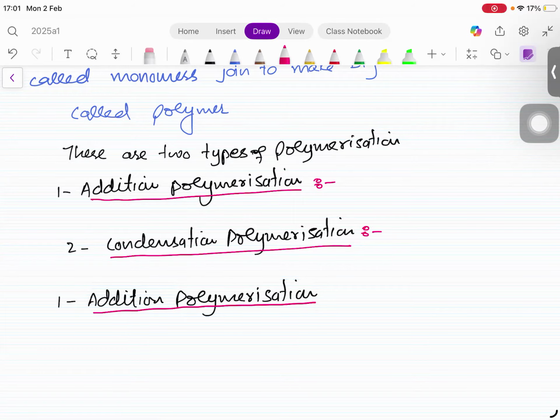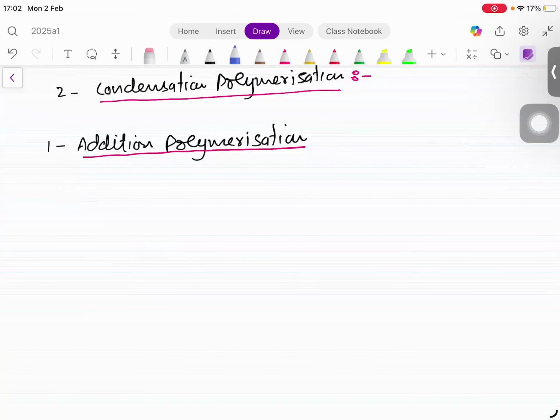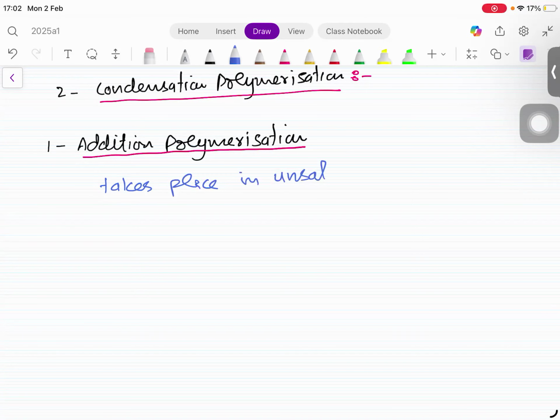Number one, addition polymerization. Okay, now please pay attention. Addition polymerization takes place in unsaturated compounds. Unsaturated, you understand now, which contain a carbon-carbon double bond, or at least a triple bond, okay?